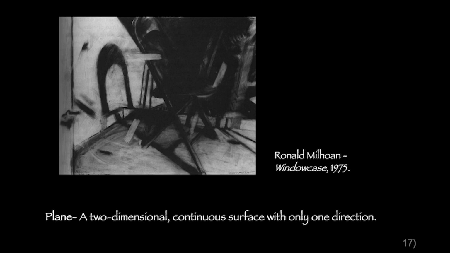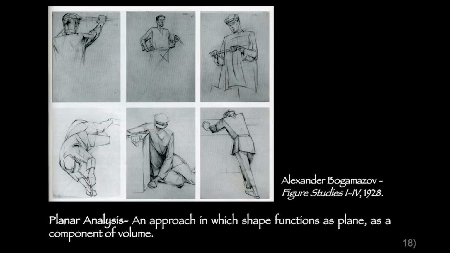So plane is another term to get used to in terms of value. This is a two-dimensional continuous surface with only one direction. So another aspect of form involves these planes. This is a term that is used really when depicting flat surfaces. And then related to that is a term called planar analysis. This is an approach in which shape functions as plane as a component of volume. So instead of drawing around a form, with planar analysis, you're essentially putting the form in an imagined box, like you see with these figure drawings here.